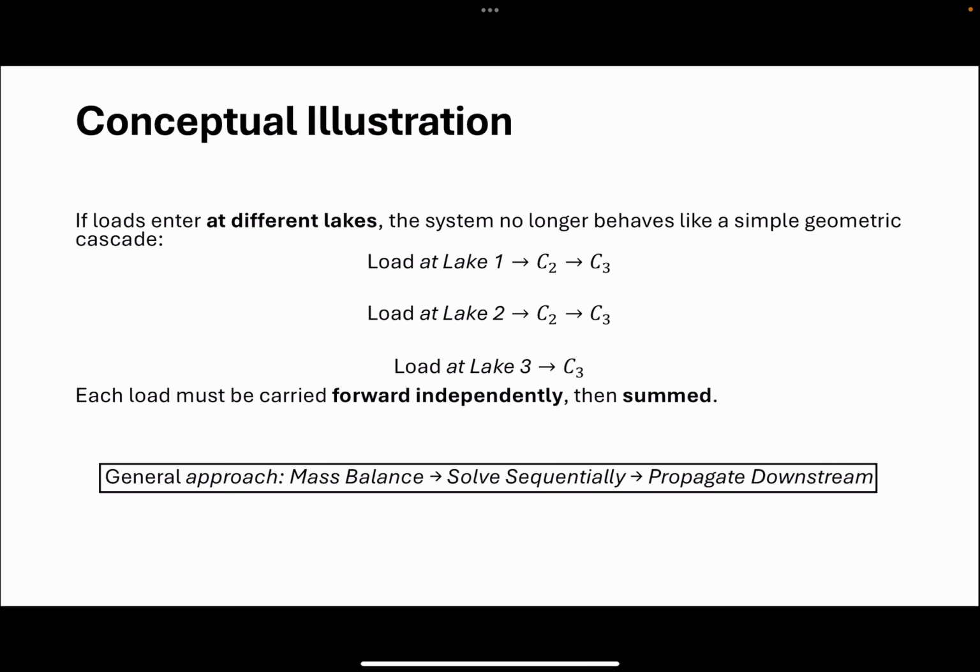Our conceptual illustration shows that if loads enter at different lakes, the system no longer behaves like a simple geometric cascade. Load from lake 1 goes through treatment and then goes to C2 and then goes to C3. Same thing, load at lake 2 is going to produce C2 and then give you C3. Same thing for load at lake 3, it will give you concentration as C3. Each load must be carried forward independently, and then it should be summed. The general approach: mass balance, then you should solve it and you should propagate downstream.